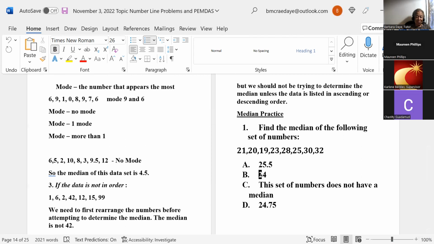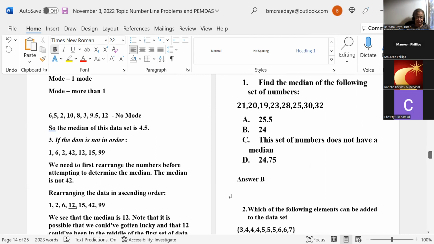$24. 24. Very good, Maureen. Answer B. This is one that had an even set, and you had two numbers in the middle. So let's just put them in order.